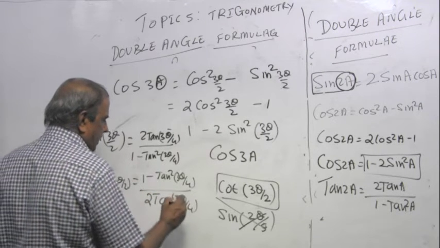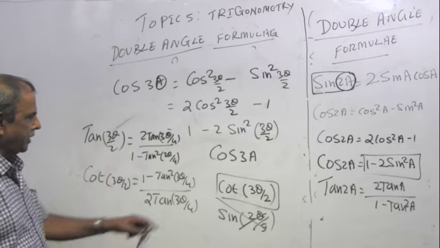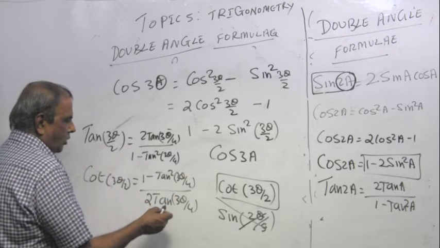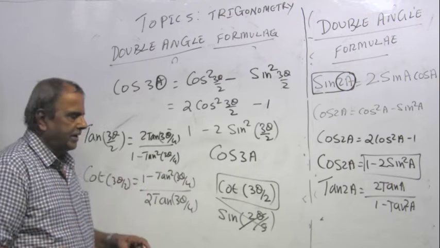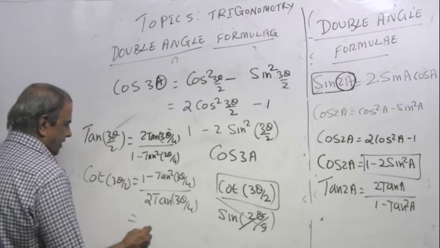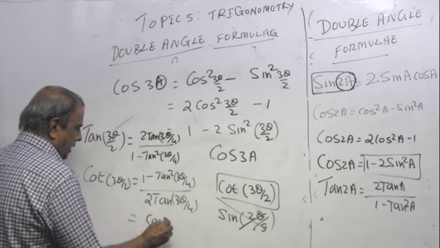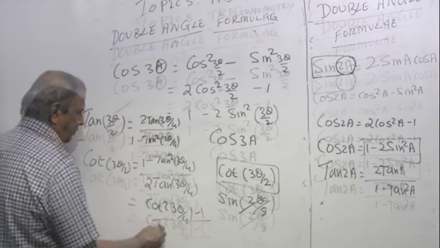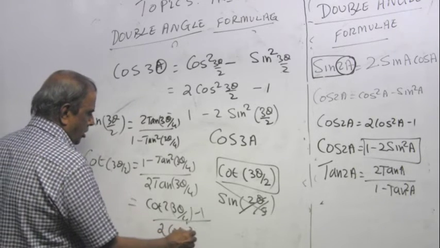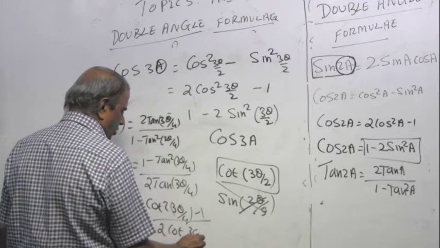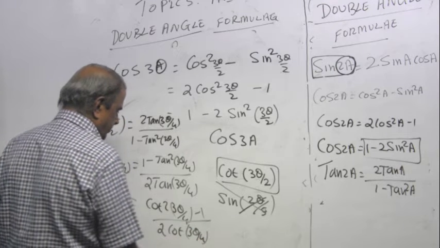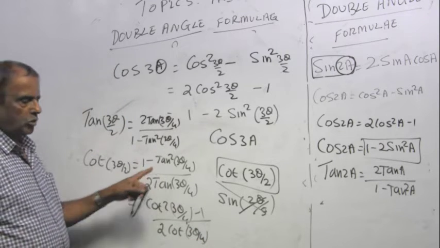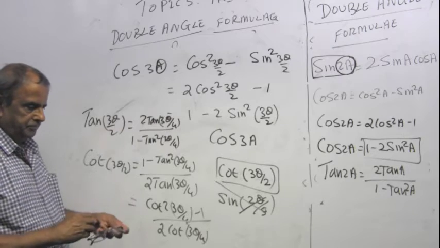And a math teacher like me might decide, I want it in terms of cot. Then you convert it to 1 over cot squared, 1 over cot, simplify, and I think you get cot squared 3 theta over 4 minus 1 over 2 cot 3 theta over 4. I will leave it to you to figure out by converting tan squared to 1 over cot squared. Okay?